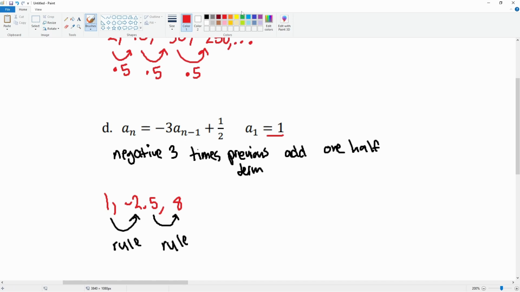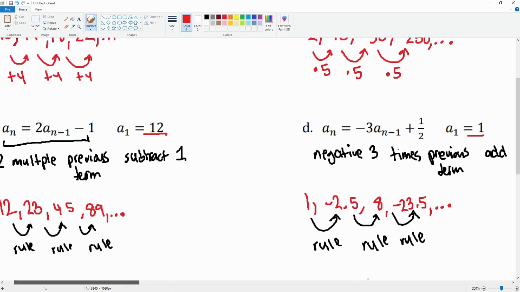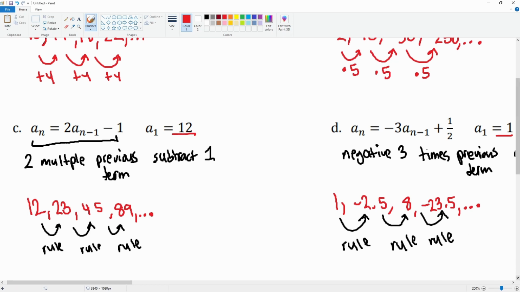Let's do that one more time to get my next term. 8 is going to be multiplied by -3, add 1/2. That gets me -23.5, comma, dot, dot, dot. There you go. That is how we generate the sequence. Notice A and B are straightforward because it's either arithmetic or geometric, but C and D do require us to look at the rule, read the recursive rule, and apply it.